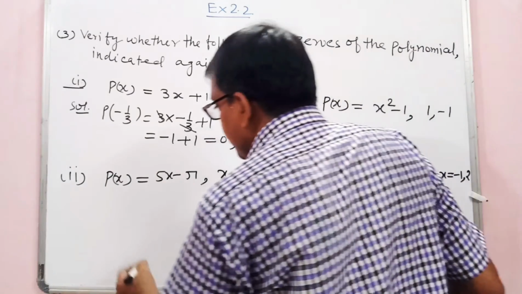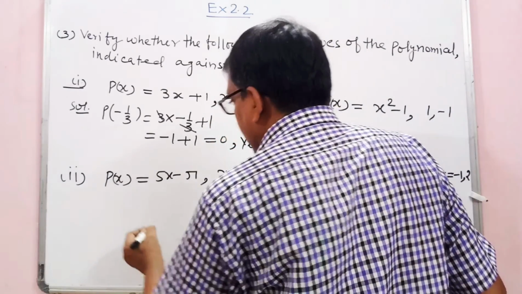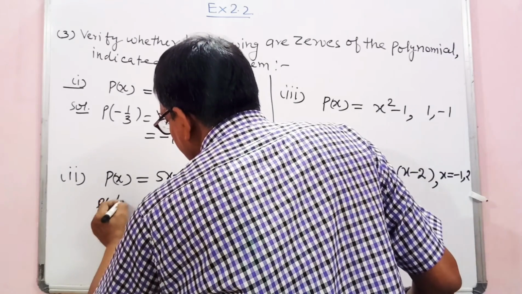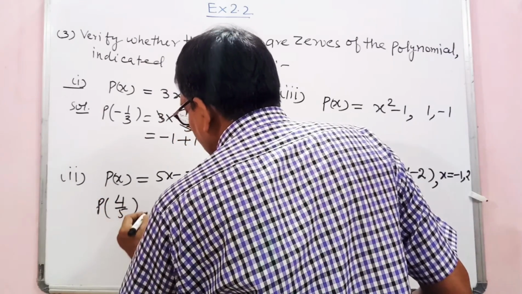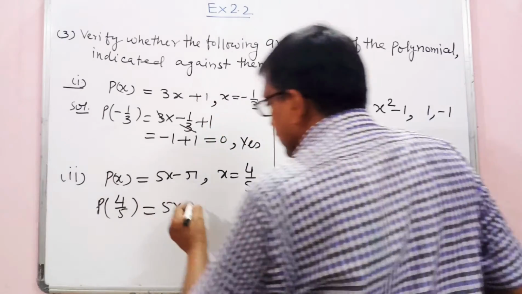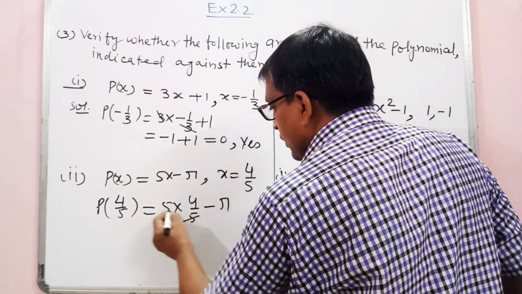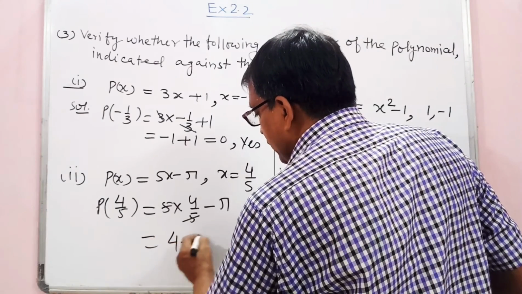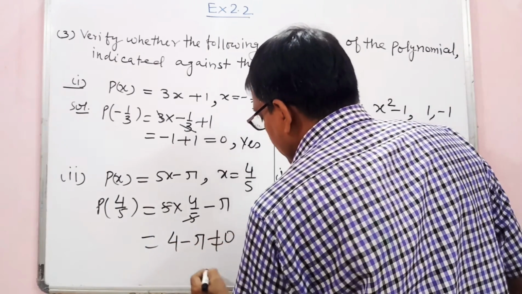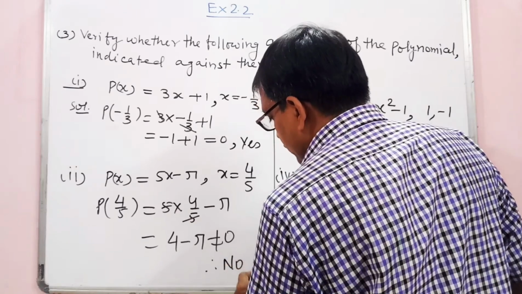Now second part. X equal 4 by 5. P x value 4 by 5. 5 x value 4 upon 5 minus 5, minus 5 not equal to 0. Therefore I write no. Answer.